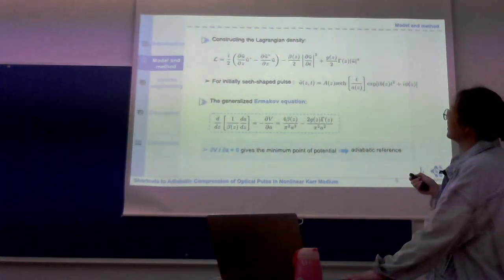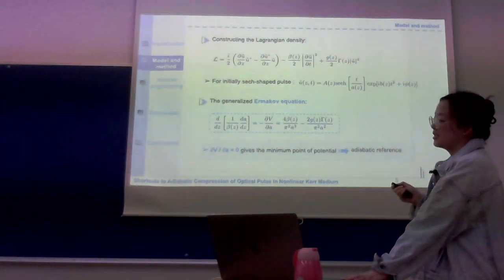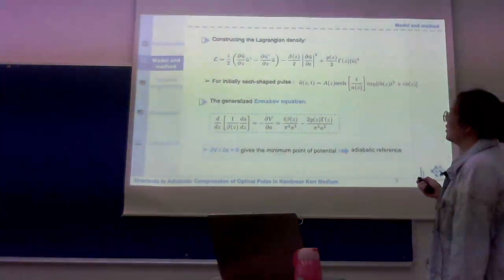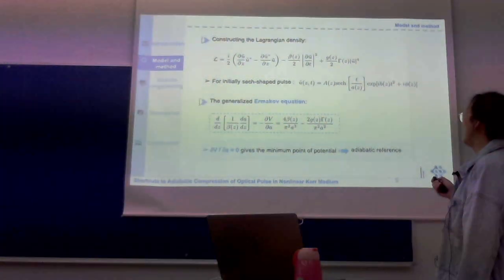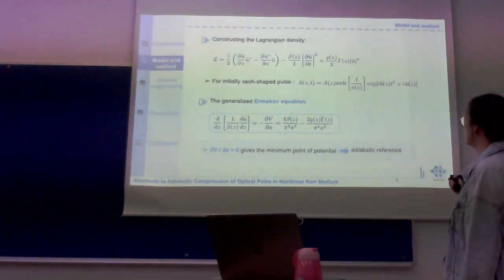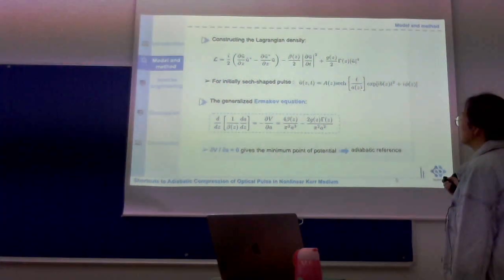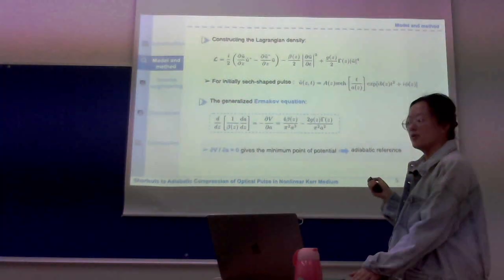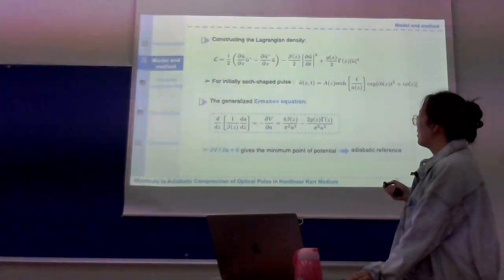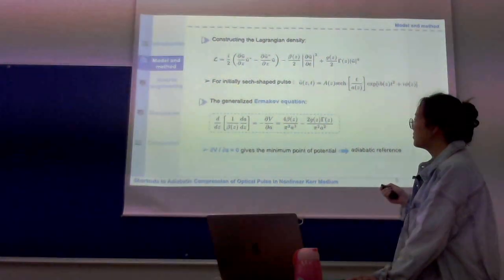And then we can get the Lagrangian density with the initial secant-shaped pulse. This capital A is the amplitude, this small a is the soliton's width, B is the chirp, and phi is the phase. And these four parameters all vary with distance. Then we can use the Euler-Lagrange formulas to get the generalized Ermakov equation.